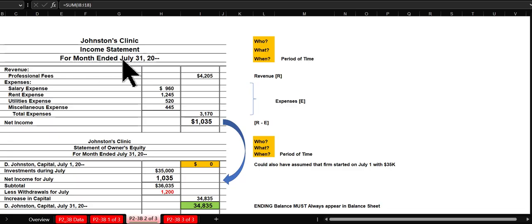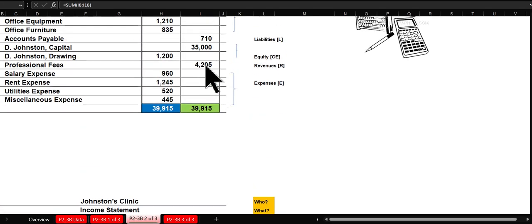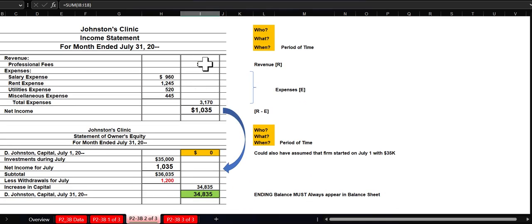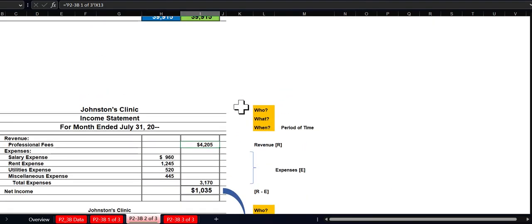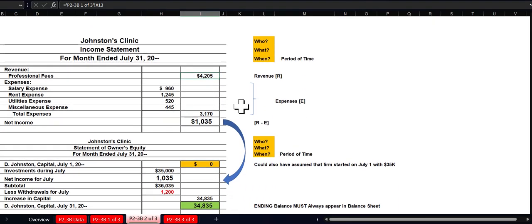So this is for the month ended July 31st. We show the revenue, which we would have had in our trial balance. You can see the revenue there, so we put that into a separate column. And by the way, we're not recording transactions at this point. Even though we may have debits and credits, we don't need to do that when it comes to the financial reports. They are simply categorizing things based on the convenience of being able to manipulate the information.